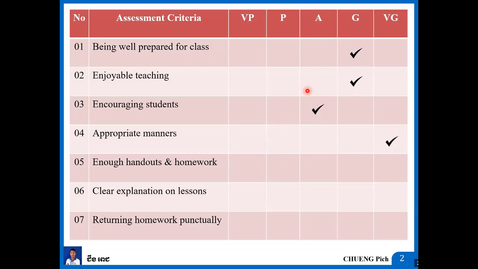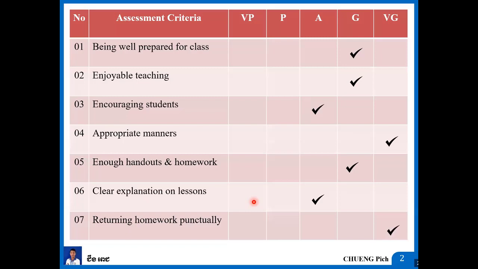Number 4, appropriate manner. Whether the teacher behaves appropriately to the students or behaves inappropriately. Okay, number 5, enough handouts for homework. Giving handouts and homework means teachers are helpful or well prepared for the students, or we can say resourceful as well. So next one is number 6, clear explanation on lesson. Whether the teacher explains the lesson clearly or not.